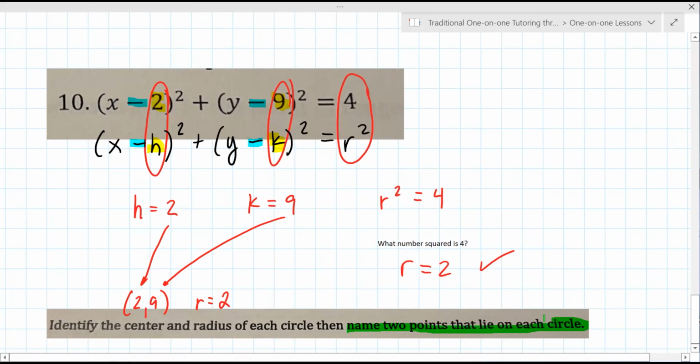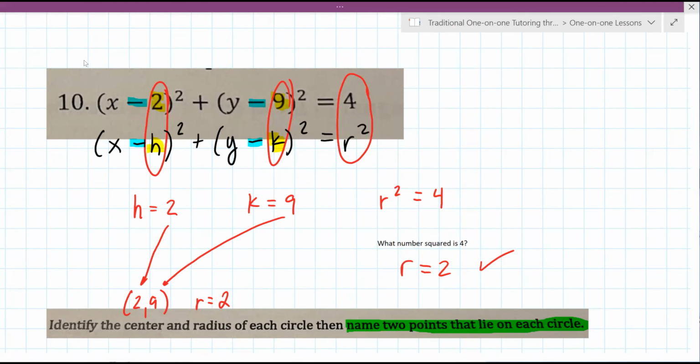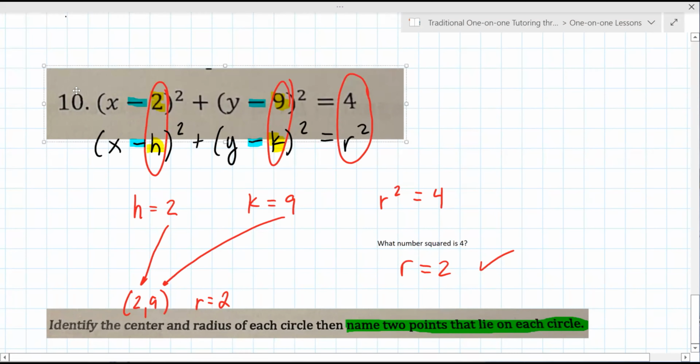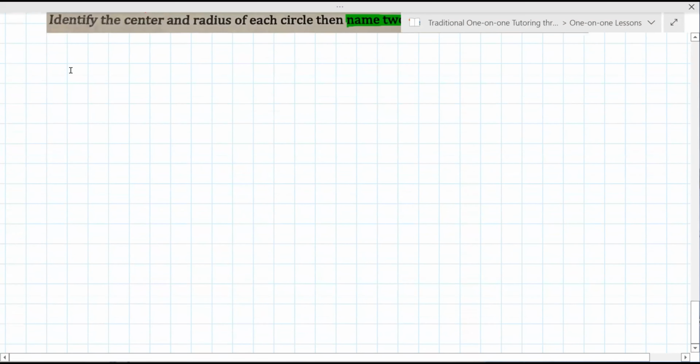What have I highlighted here? You highlighted and name 2 points that lie on each circle. You have to name 2. Yeah, and this is the hardest part. This is what's going to take us a little bit of time to figure out. All right, so I'm going to help you, of course. That's why you definitely need some extra paper here.